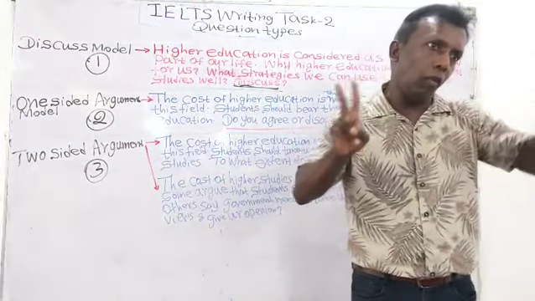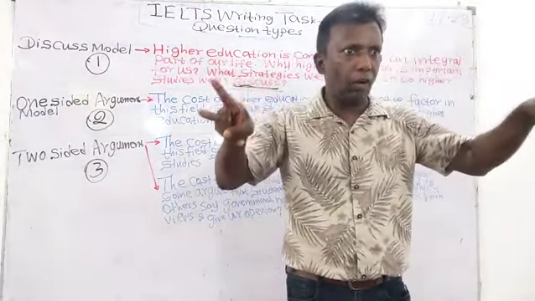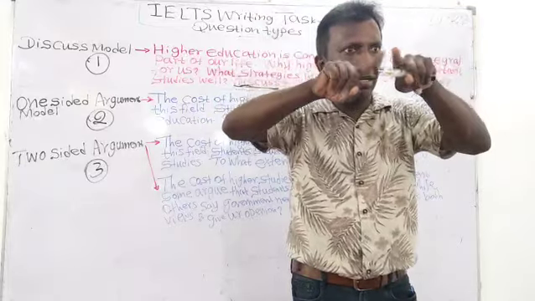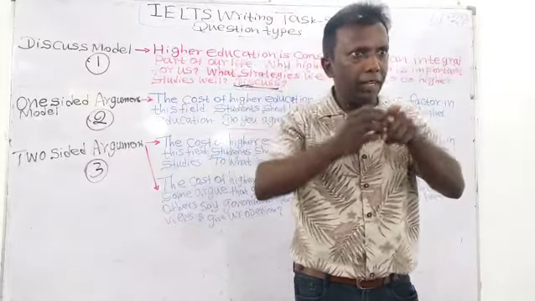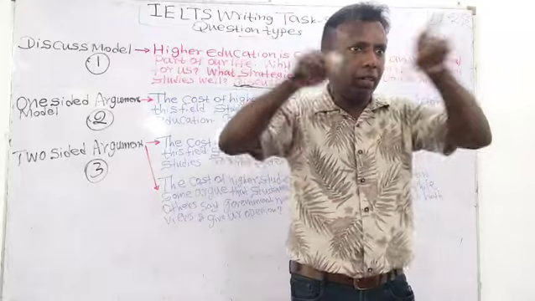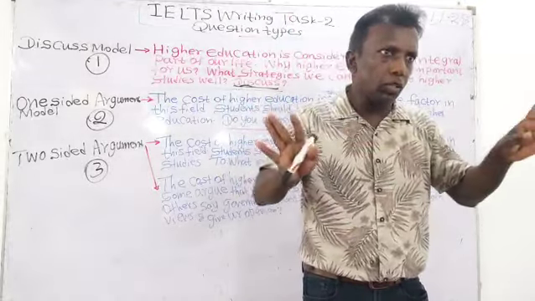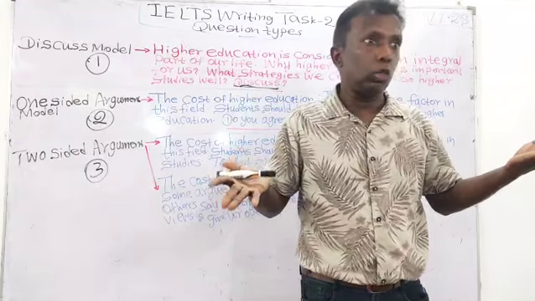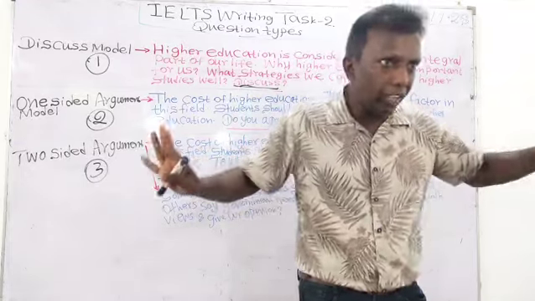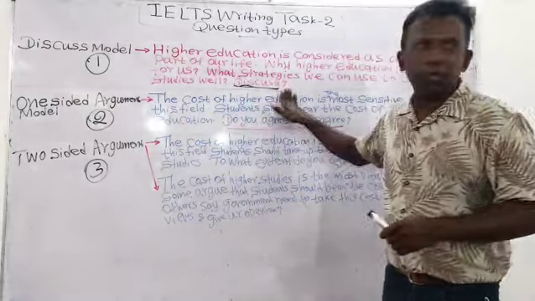So your answer should focus on this question focus. Your first paragraph is paraphrasing. Second paragraph is the first focus of the question. Third paragraph is the second focus of the question. The last paragraph is conclusion. How many words? Maybe 260, 265 words. That's finished. That is a discuss model question.